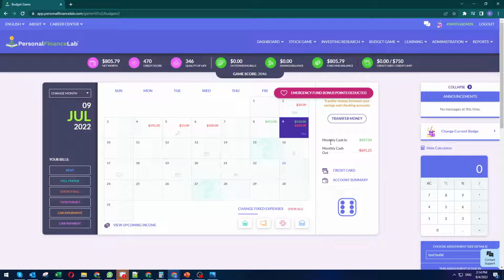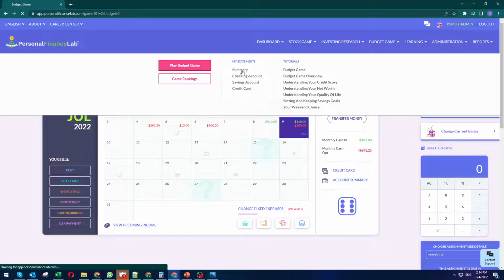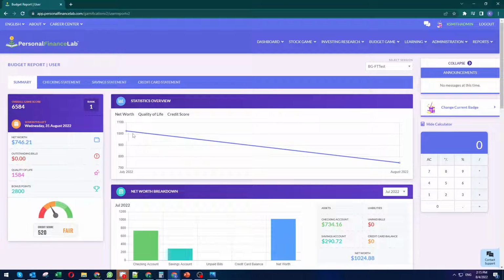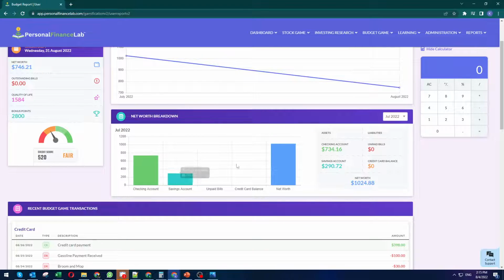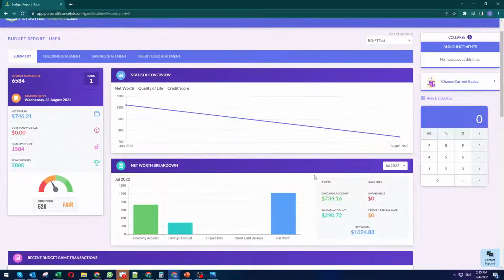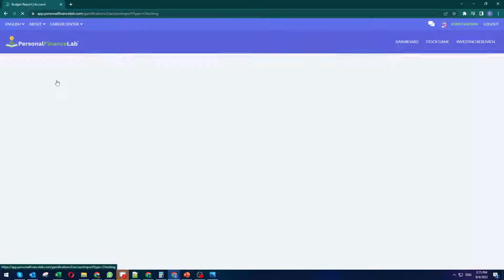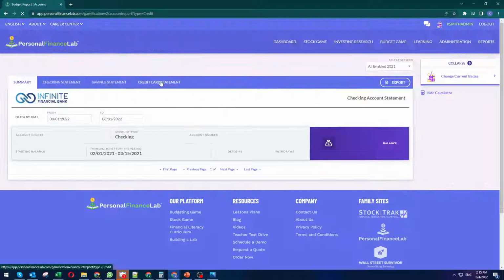In addition to playing the game itself, the students have access to a summary, which will show their performance over time. I actually don't have any data in here because I haven't finished the month yet, but you can see here what it looks like when I start going. I get graphs showing how my net worth, quality of life, and credit score are moving over the course of the game. I have a breakdown of where my net worth is actually coming from and going to between my assets and liabilities. I can see my quick stats just like my dashboard. And then I can also see my bank statements, or my checking account, my savings account, and my credit card.